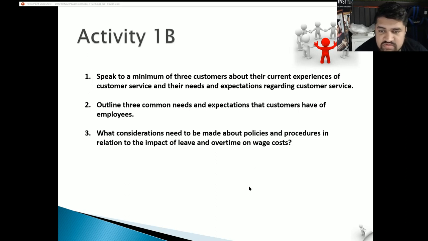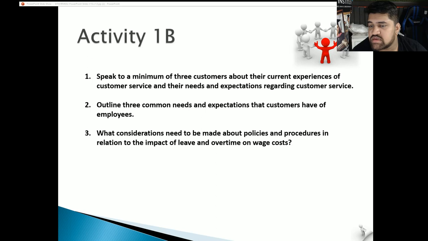Speak to a minimum of 3 customers about their current experiences of customer service and their needs and expectations regarding customer service. Outline 3 common needs and expectations that customers have of employees, and what considerations need to be made about policies and procedures in relation to the impact of leave and overtime on wage costs.